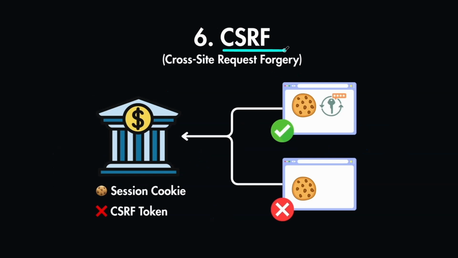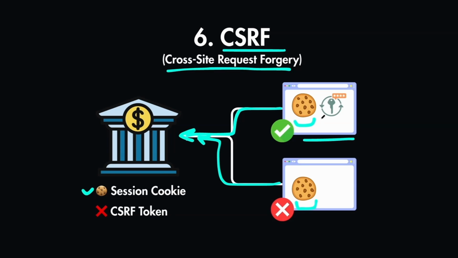Next, we have CSRF, which stands for Cross-Site Request Forgery. This tricks a logged-in user's browser into making unwanted requests to the API. Let's say you as a user are logged into your bank system, and your bank system uses cookies for authentication. If the bank system is not secure and they only use session cookies, another malicious site might use your cookie and submit a hidden money transfer request through your cookie.